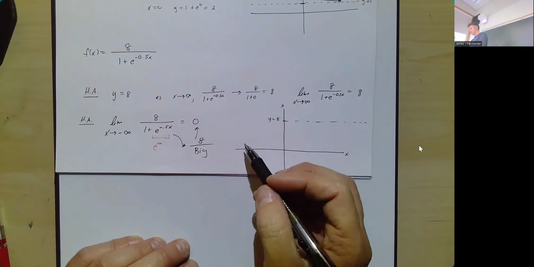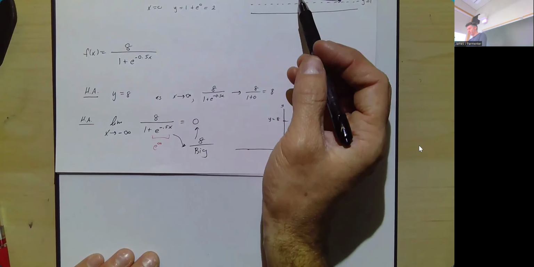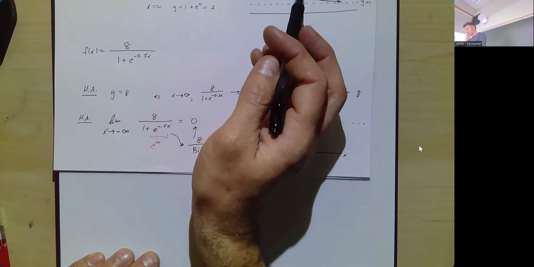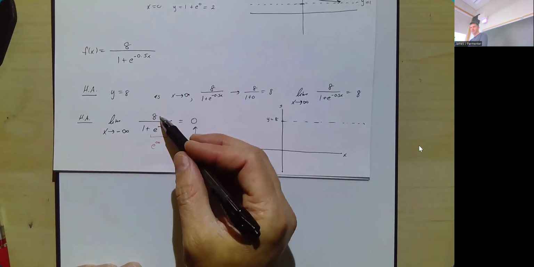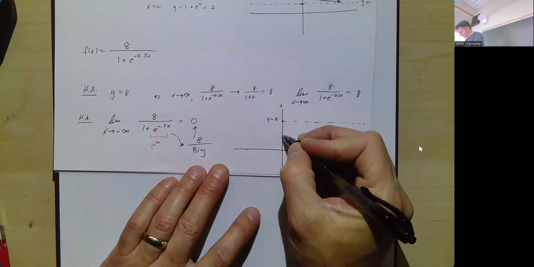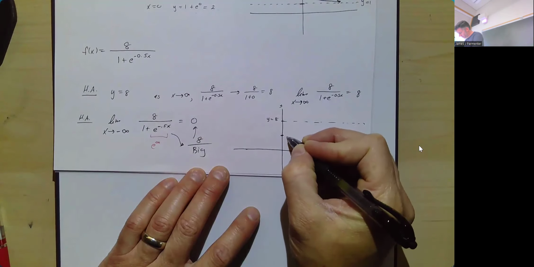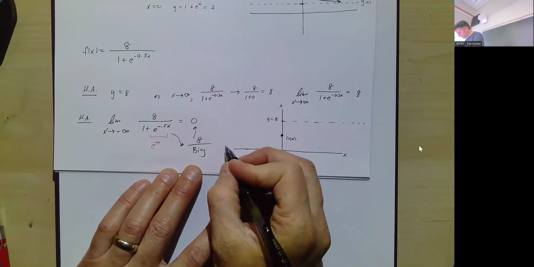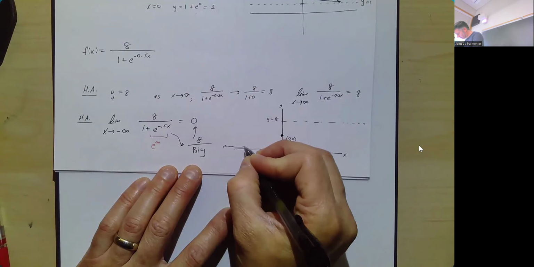And then, sure, if I plug in 0, I know that this denominator, if x is 0, was 2. So here, if I plug in 0, I'm going to get 8 divided by 2, which is a value of 4. So it probably looks something like this.